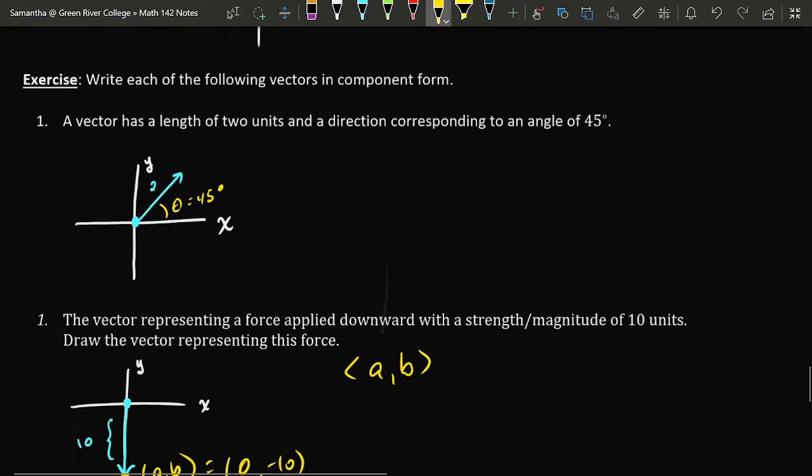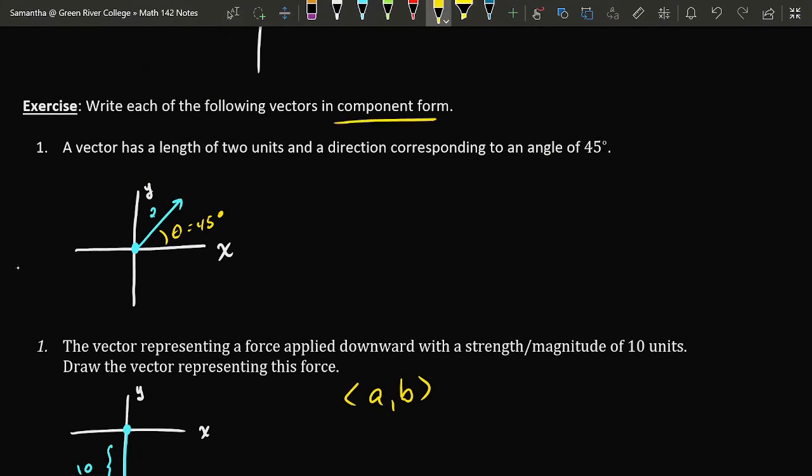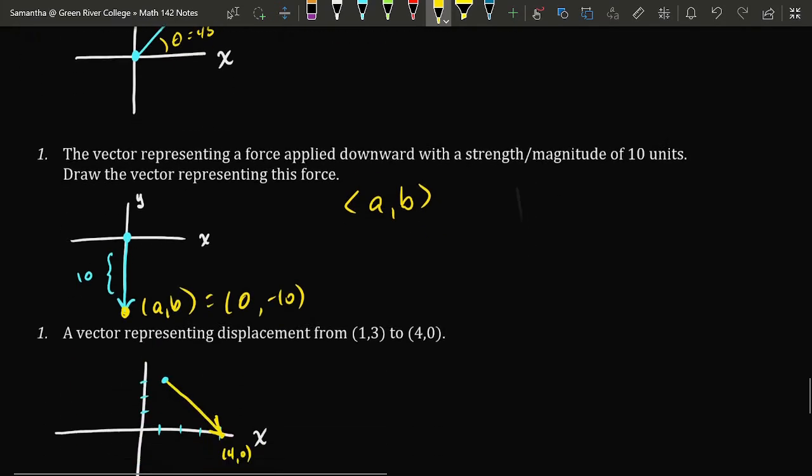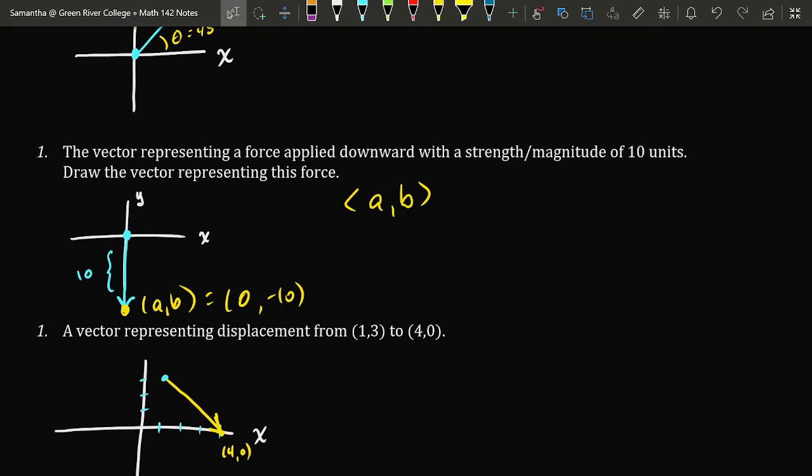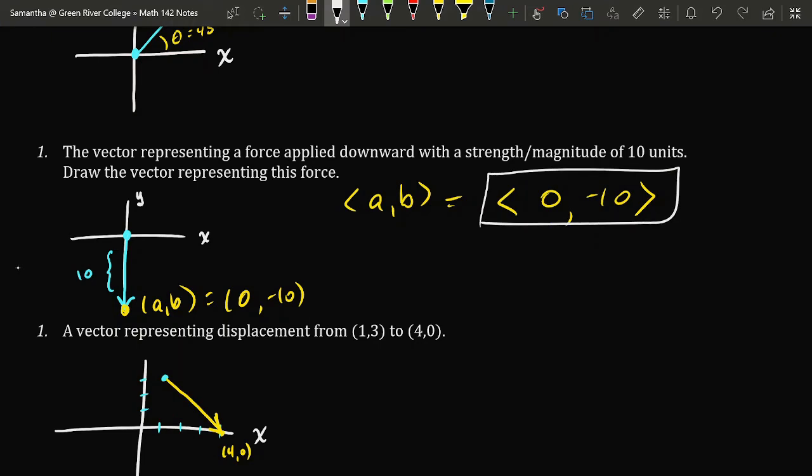What, therefore, would be the component form, the symbolic representation of this vector? The symbolic representation would be angle bracket 0, comma, negative 10. That would be the symbolic representation of this vector, the symbolic representation of this force, 10 units of magnitude applied straight downward.